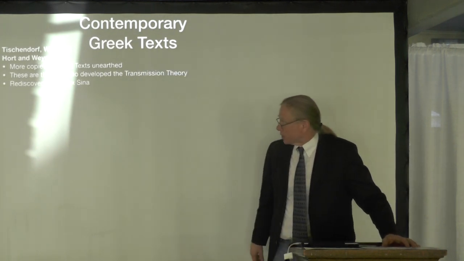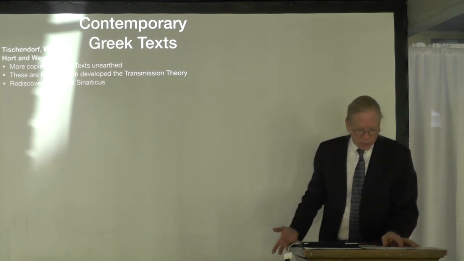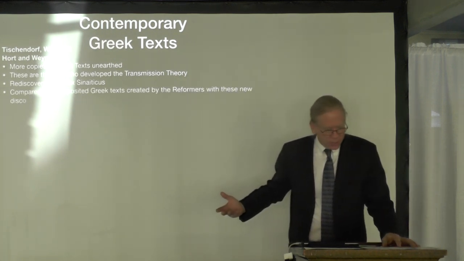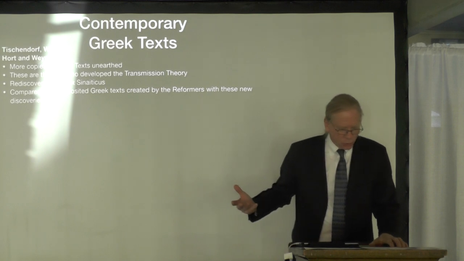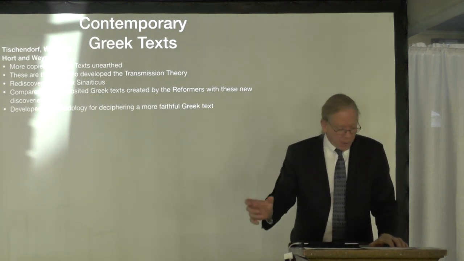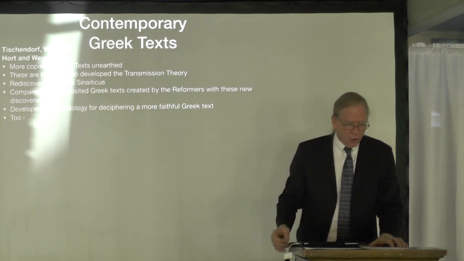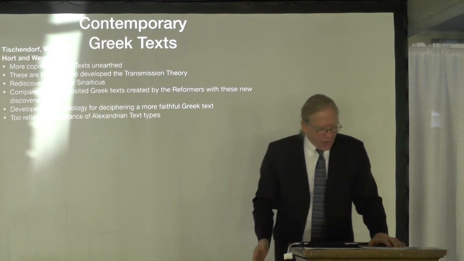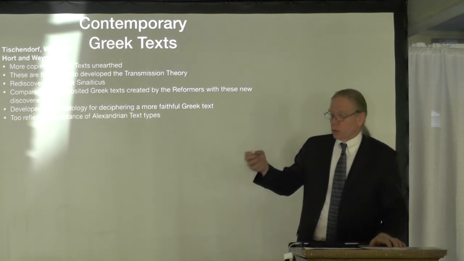Tischendorf, Westcott, Hort, and Weymouth were in the 19th century. They found more copies of the Greek text, unearthed in the 18th and 19th centuries: whole books and fragments of books of the Bible, copies of codices, uncials, and minuscules. And so they developed what they call the transmission theory.